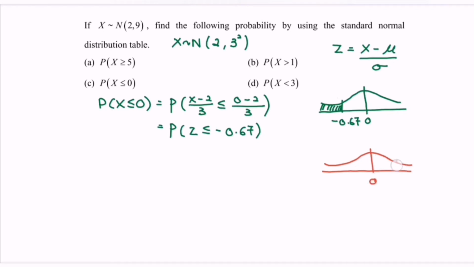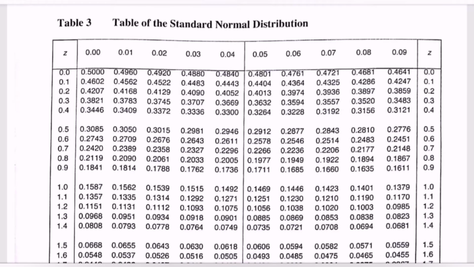So where we have 0.67, here will be the shaded region. Rewrite the formula: the probability that z is greater than or equal to 0.67. By referring to the table, here we have the table of the standard normal distribution. So z is greater than or equal to 0.67.